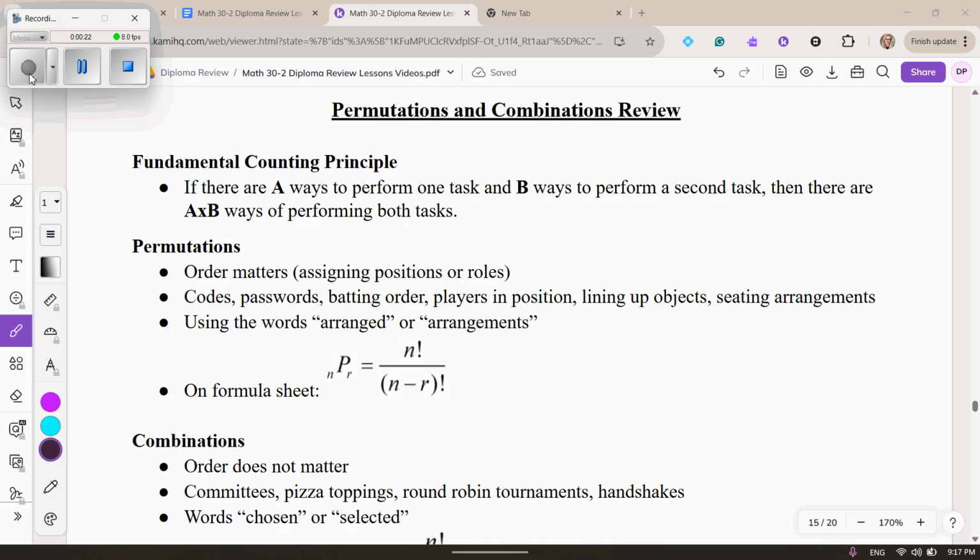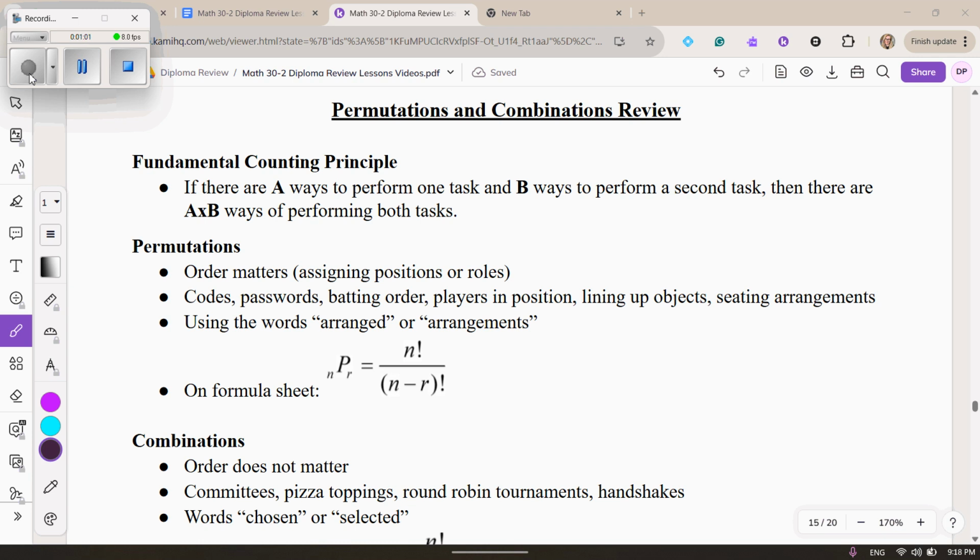Okay, the fundamental counting principle says that if there are A ways to perform one task and B ways to perform another task, there are A times B, or A multiplied by B, ways of performing both tasks. So you'll commonly see questions like, how many different options are there for menus when they have 5 choices for appetizers and 4 for the salad, for example? Or you might see something like, how many different outfits can they make?